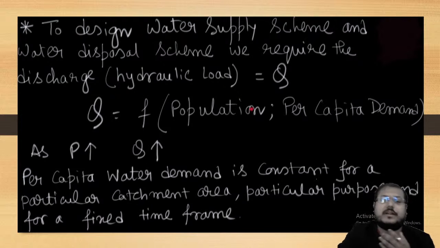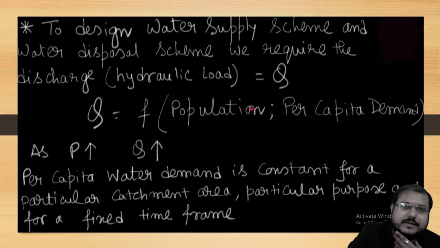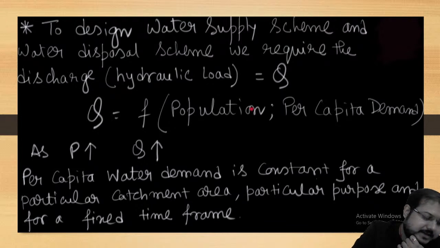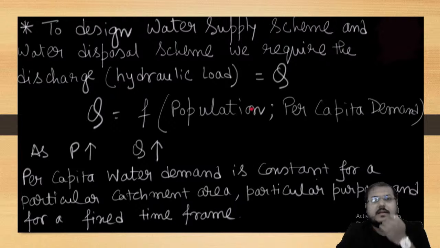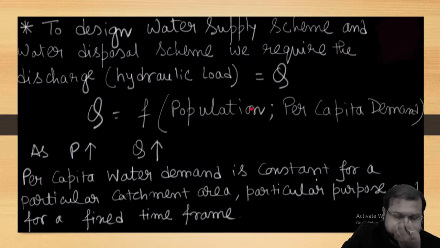To design a water supply scheme and a wastewater disposal scheme, we require the discharge Q. Q will be population into per capita water demand. I have explained in detail that if you increase the population, the Q value will increase, and per capita water demand is constant for a particular catchment area, for a particular purpose, and for a fixed time frame.